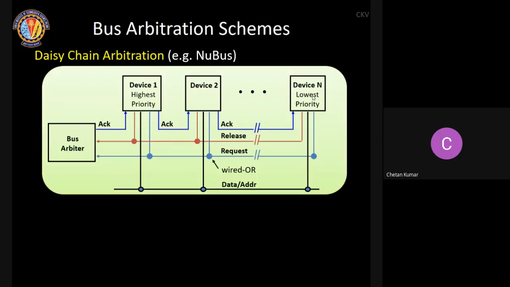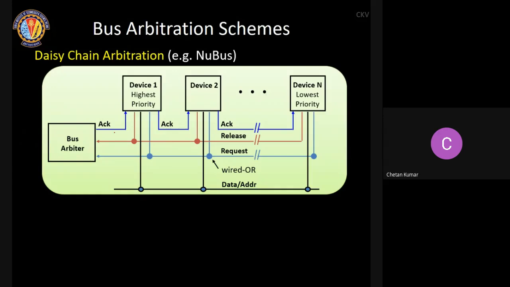Two things you have to look at. One is priority, the other one is fairness. Do you think this architecture is fair? You understood what fairness is, right? High priority devices are getting serviced quickly. That is correct, but it's not fair. Why is it not fair?